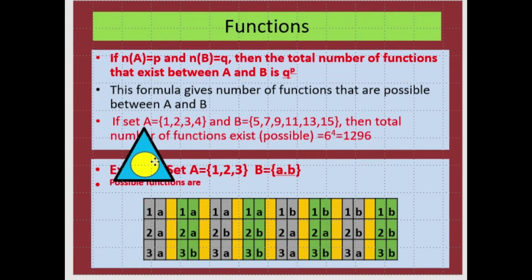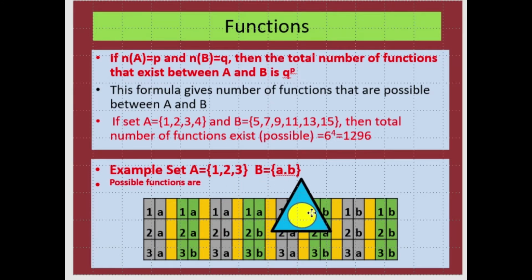If set A equals {1, 2, 3, 4} and B equals {5, 7, 9, 11, 13, 15}, then the total number of functions possible equals 6 power 4, which equals 1296.